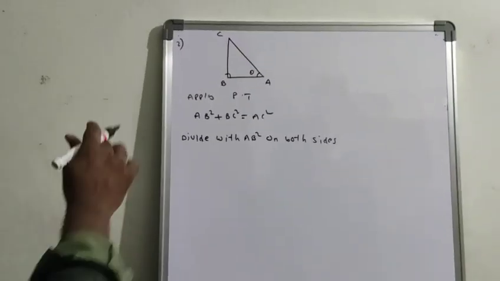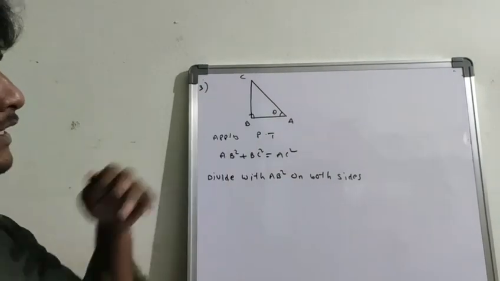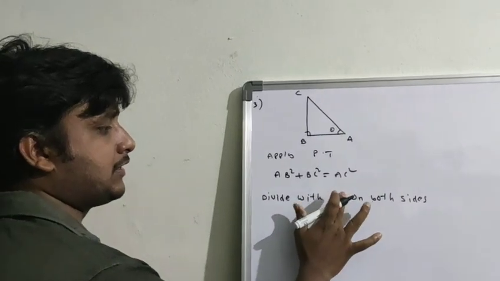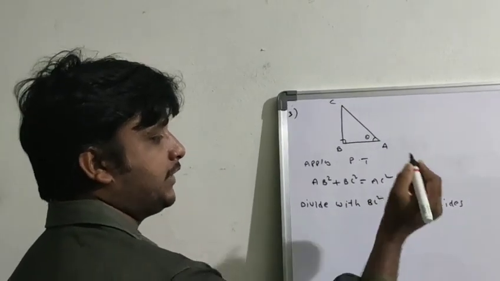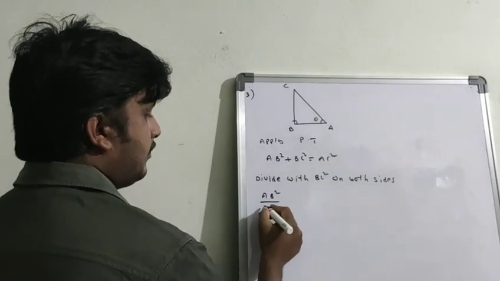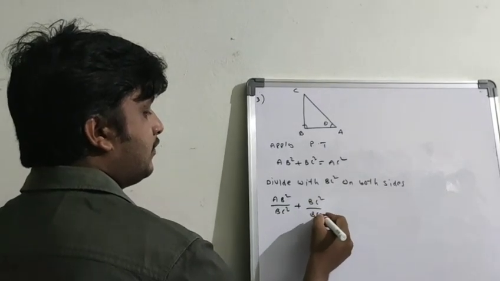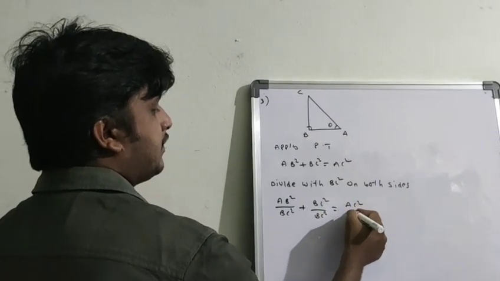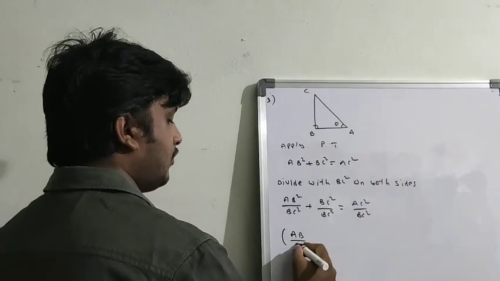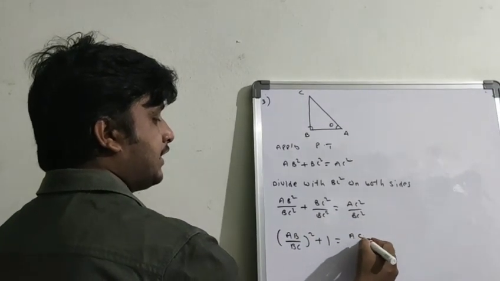So further now we are moving to the third one. So apply Pythagoras theorem. AB square plus BC square equal to AC square. Now divide with BC square on both sides. So now it will become AB square by BC square plus BC square by BC square equal to AC square by BC square. So we can write it as (AB by BC) whole square plus, these two get cancelled, you get 1 now. Next you will get (AC by BC) whole square.